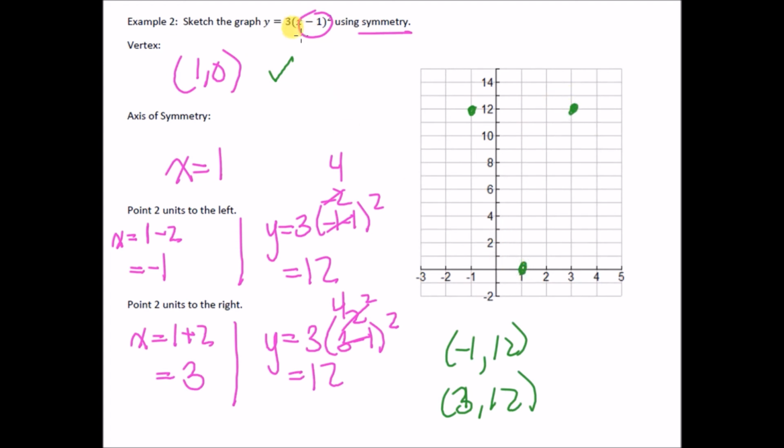Once we plot those 3 points, we know it opens up, so that's just a good check. And there's our parabola, y equals 3(x minus 1) squared, and that's it.